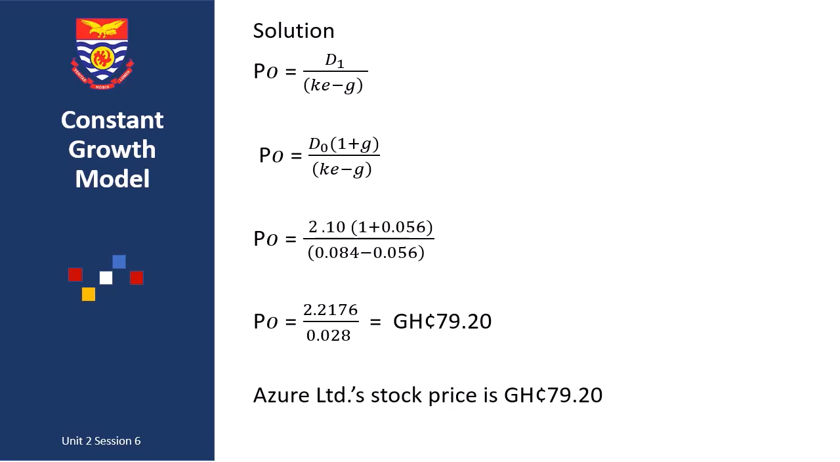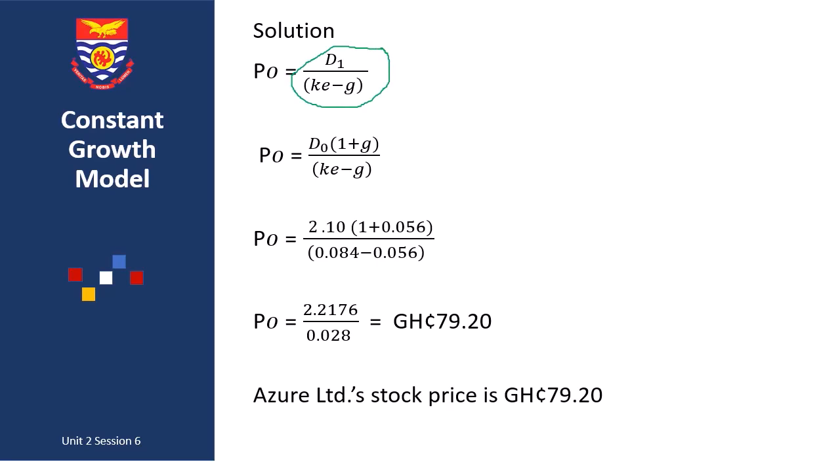In our previous example, where there was no growth in dividend, the formula was D over KE. But now, because there is growth in dividend, another variable has been introduced in the denominator. We have KE minus g. We have D1. D1 is what? If you want to find the current or future dividend, it is the previous year's dividend times bracket 1 plus g. So this is the formula.